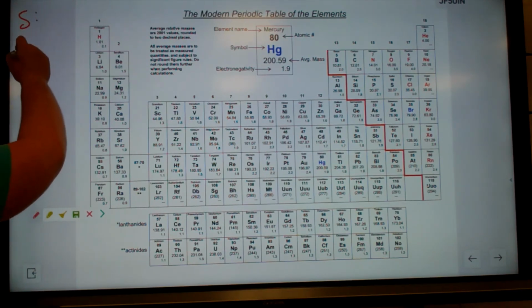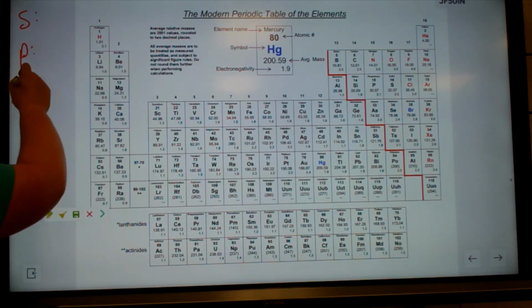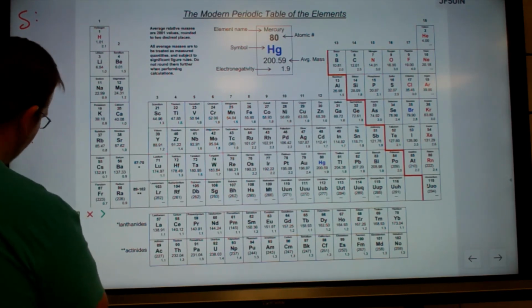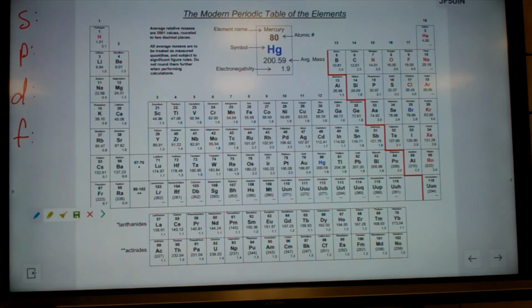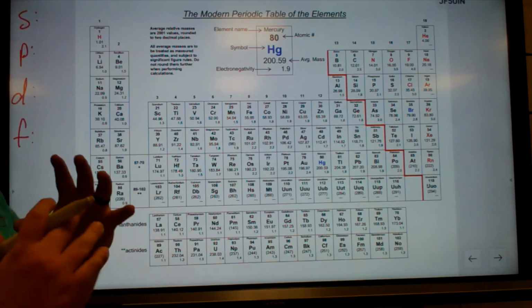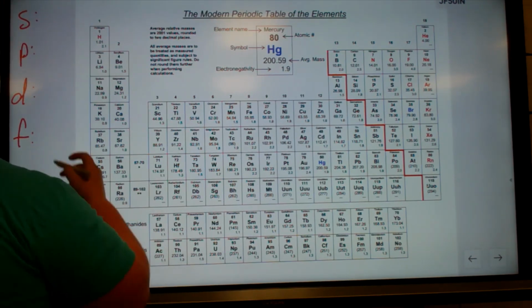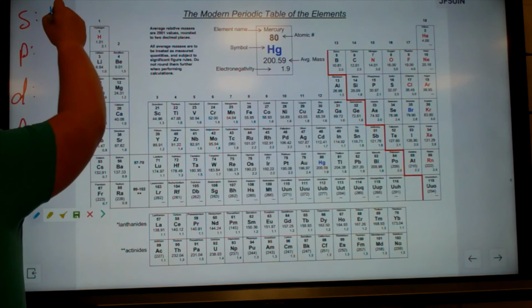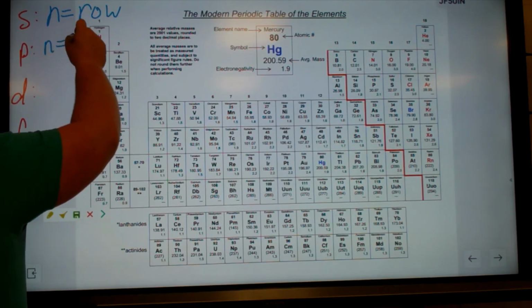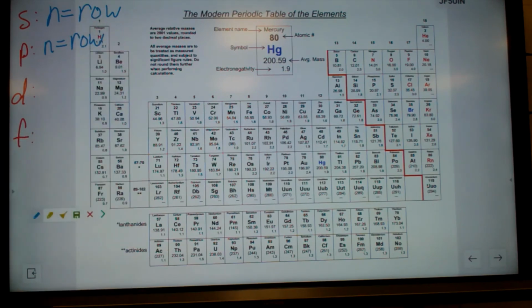So s, p, d, f. The important thing is to remember n equals energy level. Okay, n is that number, that 1 in 1s. That 1 is n. That's what I'm talking about. So for s and p, n is equal to the row. I can't stress that enough. This will come back into play in the next lesson. We're going to do the reverse.